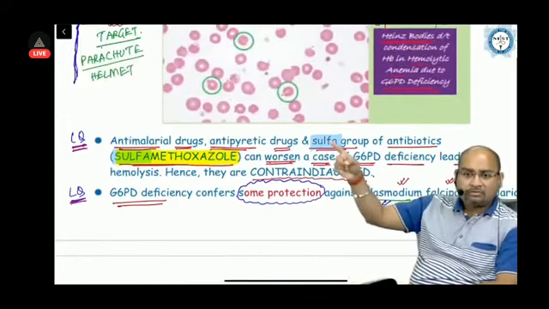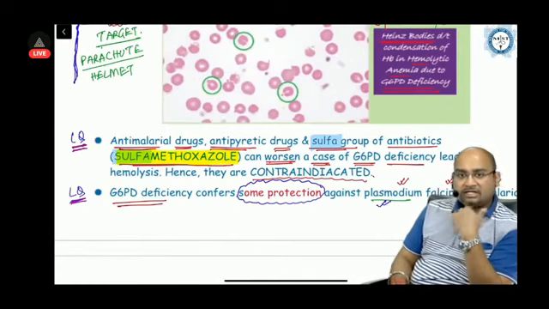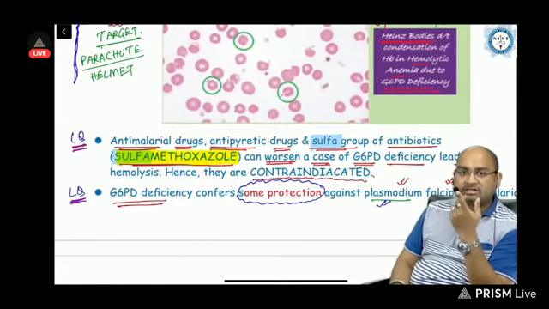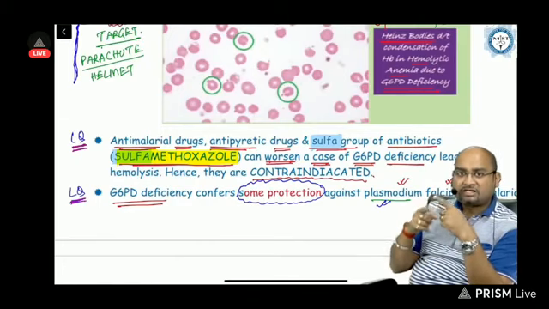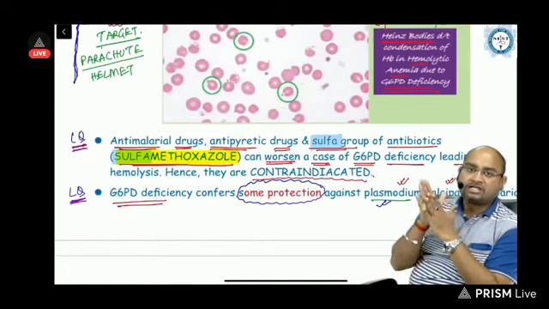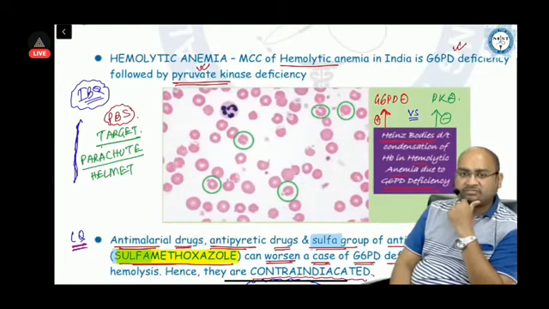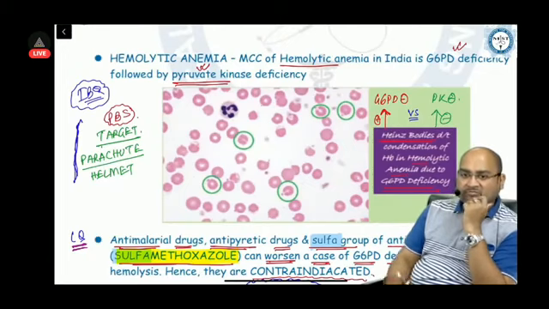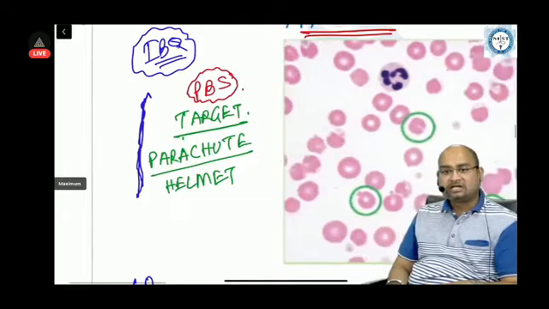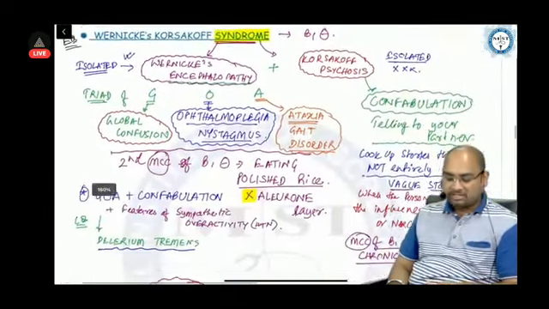Please remember, we have also studied this sort of question, that a traveler from northern states in India planning a trip to a southern state in India where malaria is endemic, and before the travel for prophylactic purpose, if they take some anti-malarial drugs, then they can also get an acute attack of hemolytic anemia. How do you differentiate these two types, G6PD from pyruvate kinase deficiency? By some Heinz bodies that have got typical appearances called target, parachute or helmet-like cells.